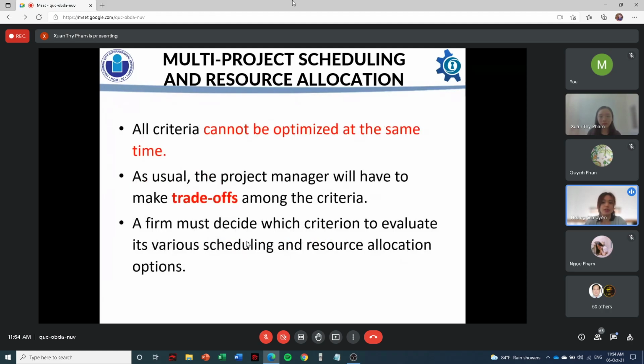A note when dealing with multi-project is that all criteria cannot be optimized at the same time. As usual, the project manager will have to make trade-offs among the criteria. A firm must decide which criterion to use to evaluate its various scheduling and resource allocation options.